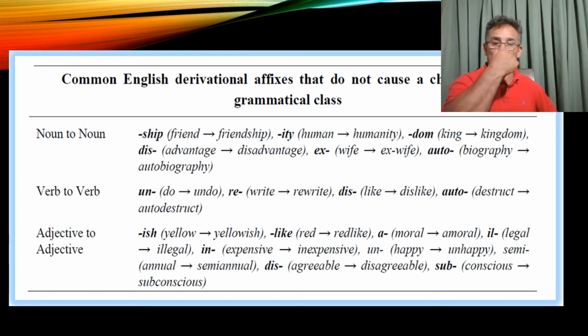Otherwise, we have the common English derivational affixes that do not cause a change in grammatical classes. In this one, noun to noun, like ship, friend, friendship; verb to verb, re, undo and do, rewrite, as examples. Adjective to adjective, ish, yellow, yellowish; like, red, reddish.